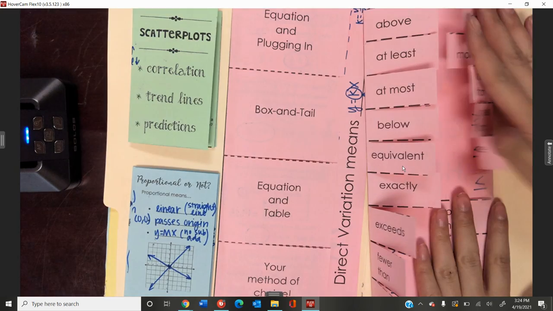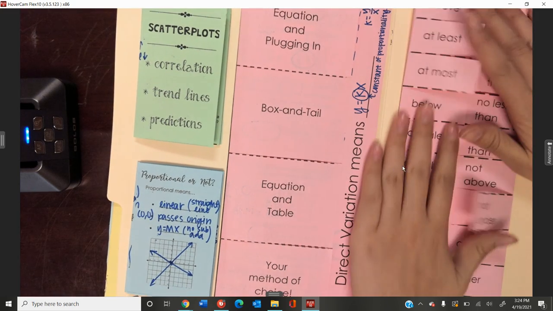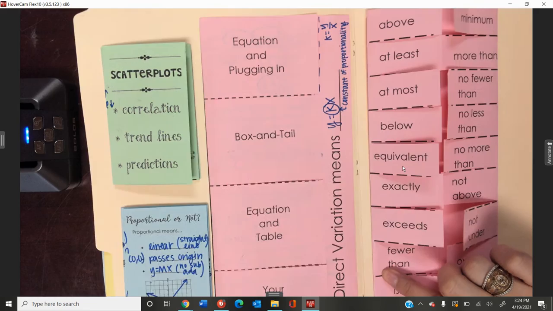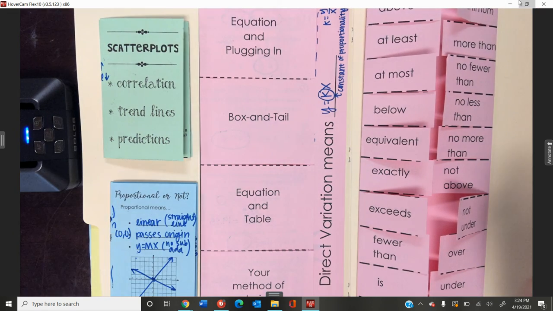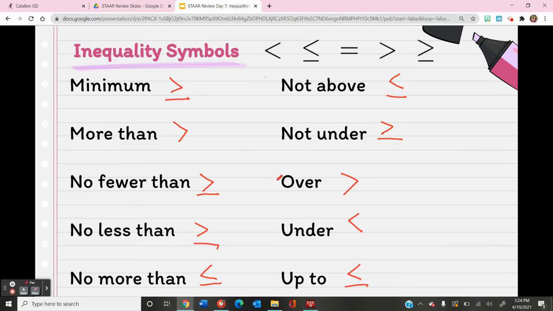So just go ahead and close all your flaps and make sure you have glued this down at the edge of page 6. So that is your foldable for inequalities. Make sure you watch the other 2 foldables before you complete your assignment.